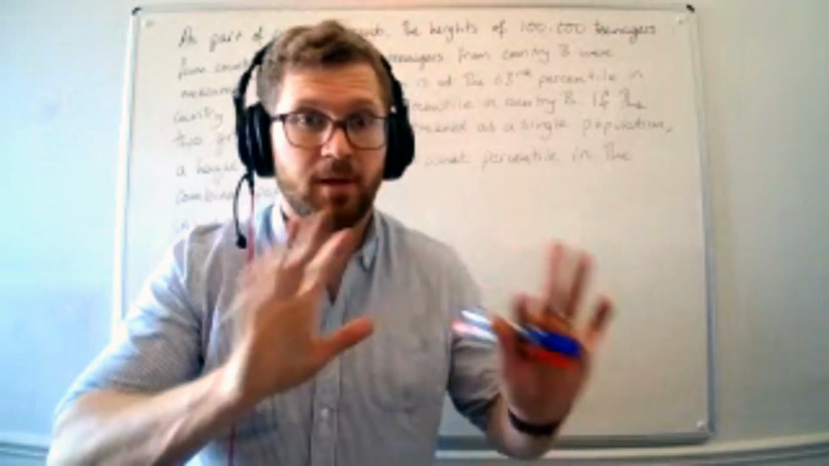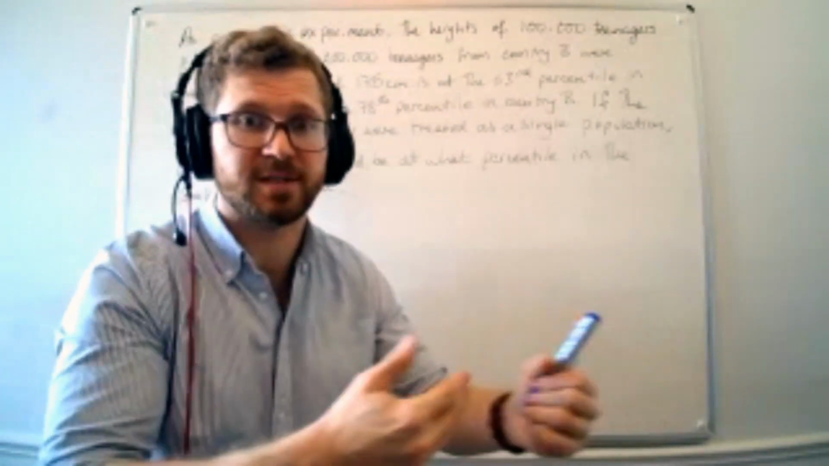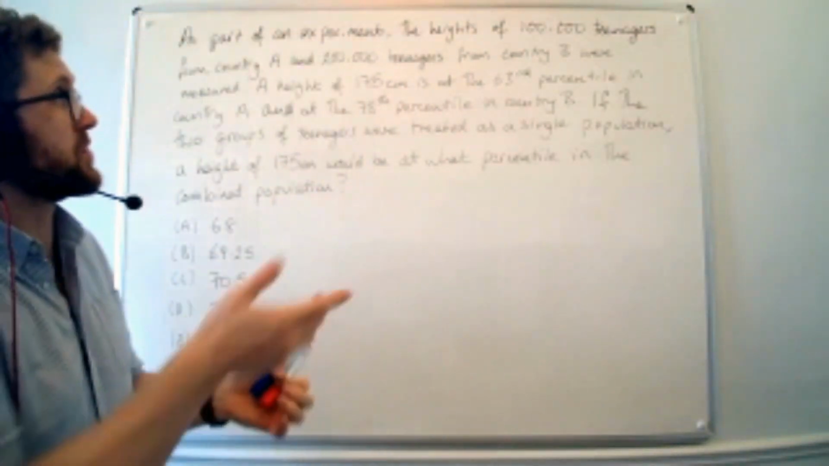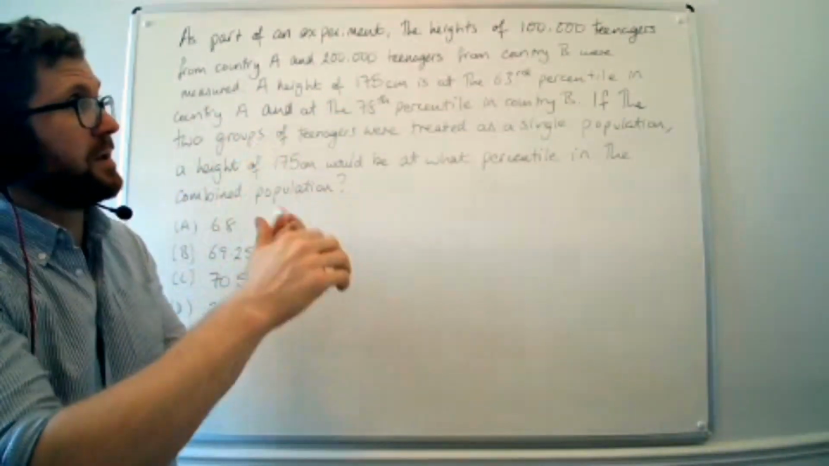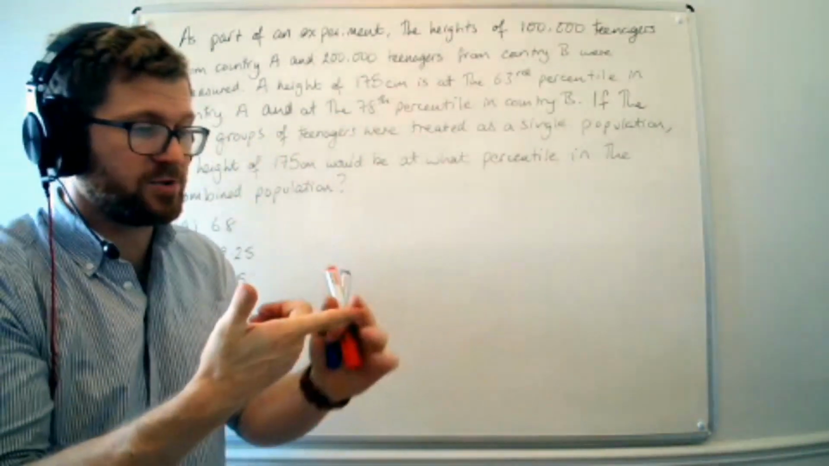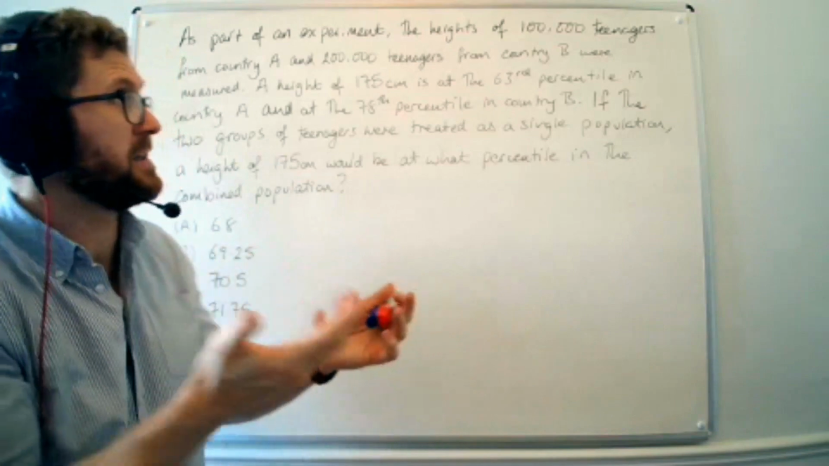All right, like I just said, lots of text, so let's work the question through from start to finish and see what we're told. So from the outset, we know that 100,000 teenagers from country A and 200,000 teenagers from country B had their heights measured.